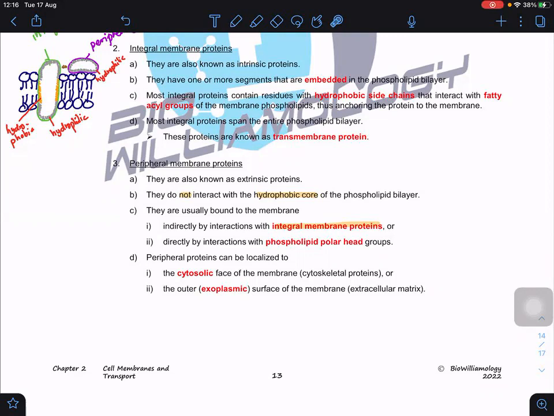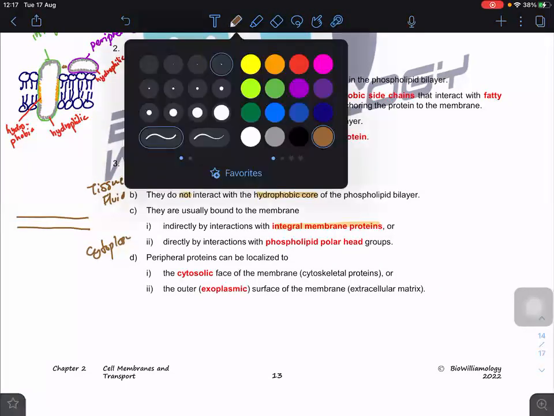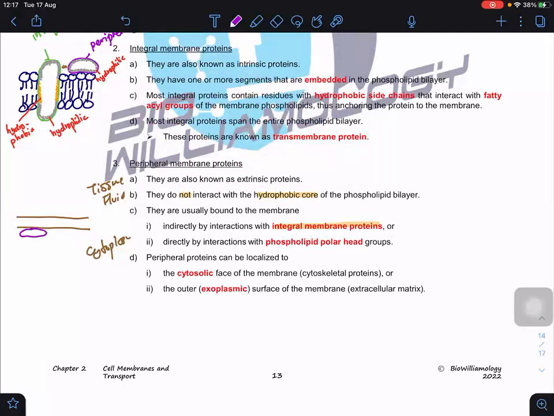So the peripheral protein can be localized at the cytosolic phase. If this is a membrane, a double layer, this is the tissue fluid, and this is the cytoplasm. So the cytosolic phase is here, which means your membrane protein is peripheral. The outer surface, where exo means outside, is the exoplasmic phase. So this is cytosolic, and this is the exoplasmic phase.